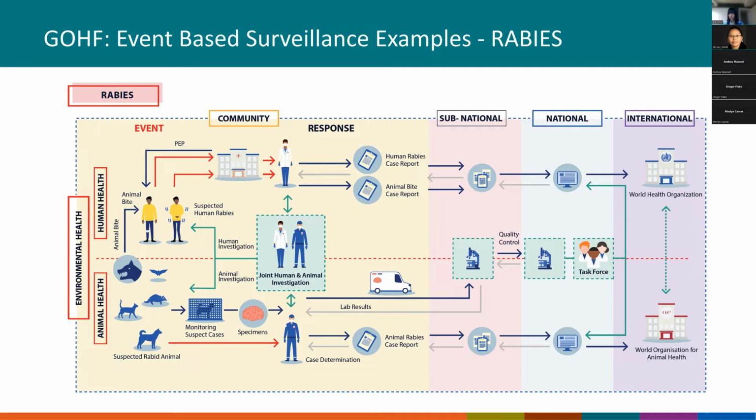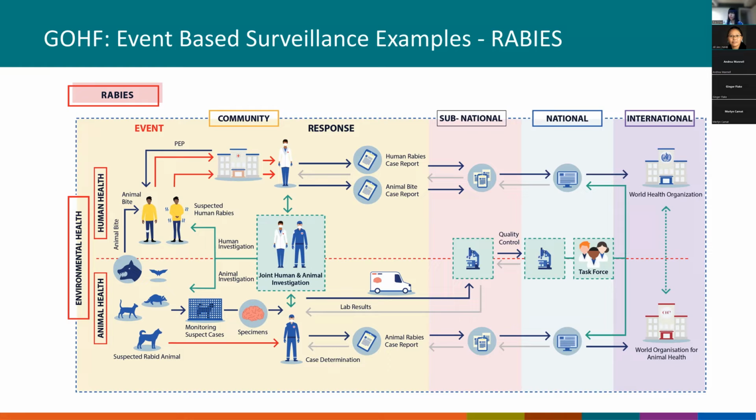So as you can see here, for rabies, events are triggered by either a person getting bitten or presenting to a health facility, which we hope doesn't happen with suspected rabies, or by an animal being captured and monitored for suspected rabies in the animal health sector. No matter how the event starts, though, it triggers a joint investigation, lab confirmation of the sample, ideally at a shared lab, and information sharing at the higher levels.